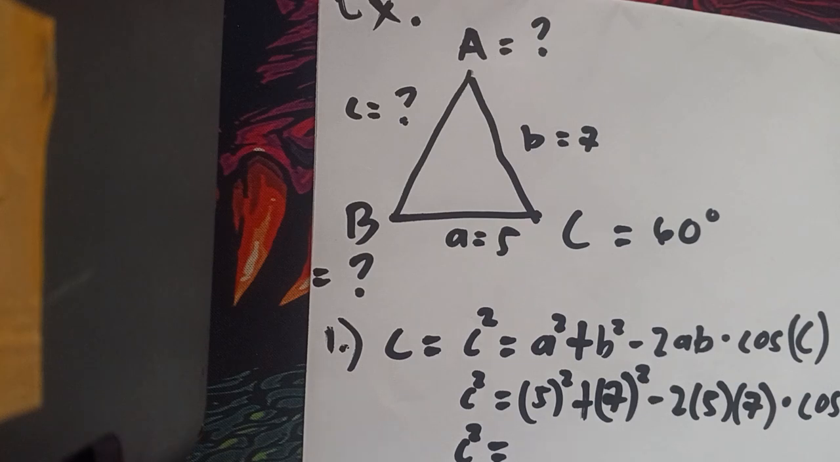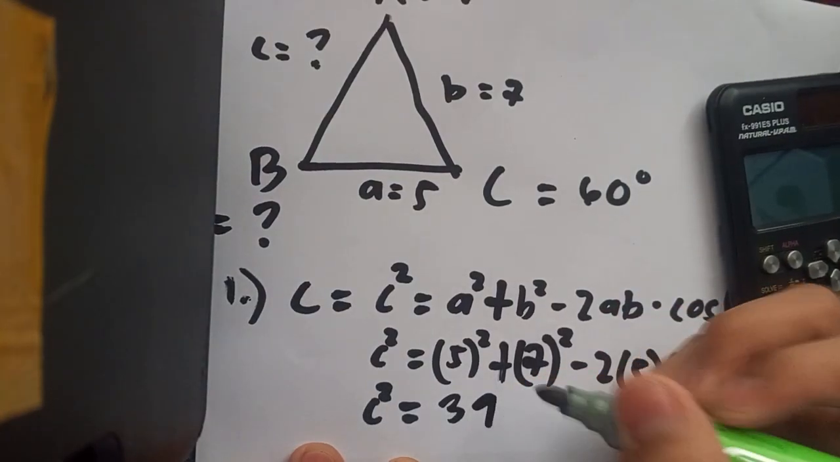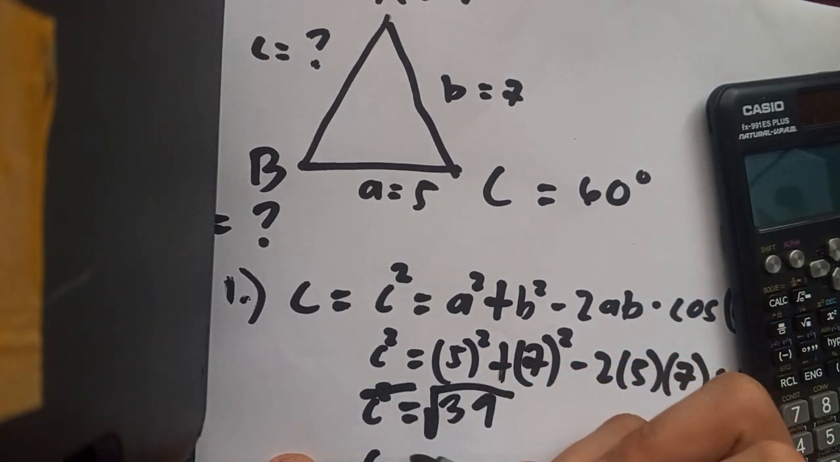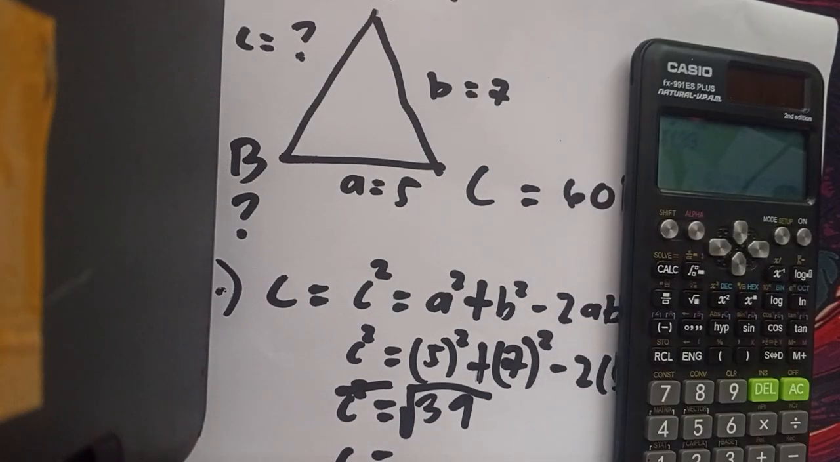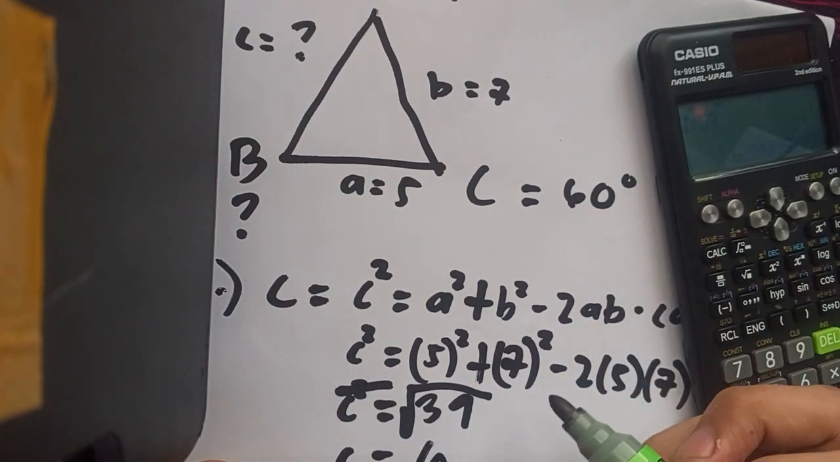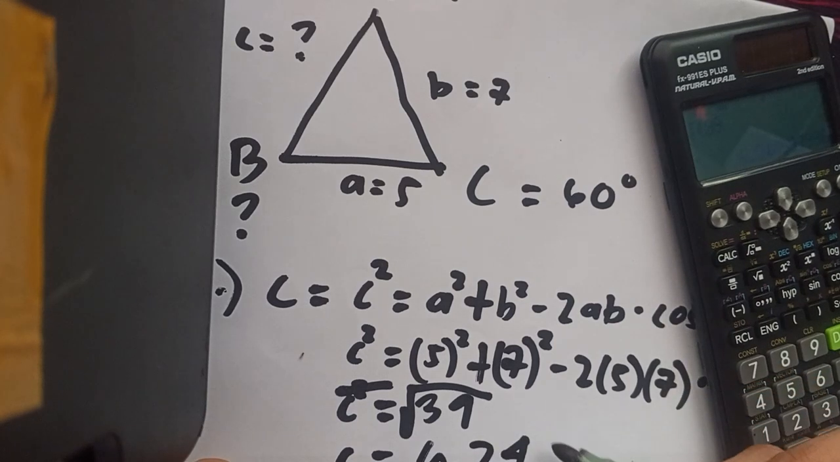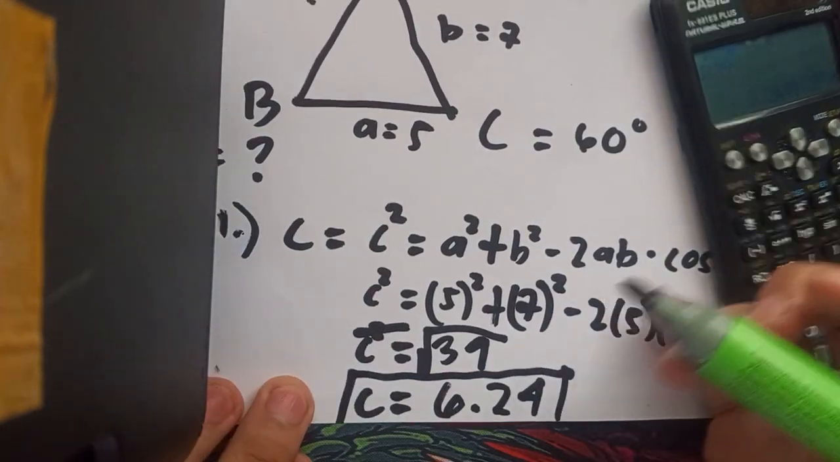So c squared, we need to calculate it, and then the value of c squared is equal to 39, but we have to take the square root to cancel the square, so our side c is equal to 6.24. So that is the value of our side c.